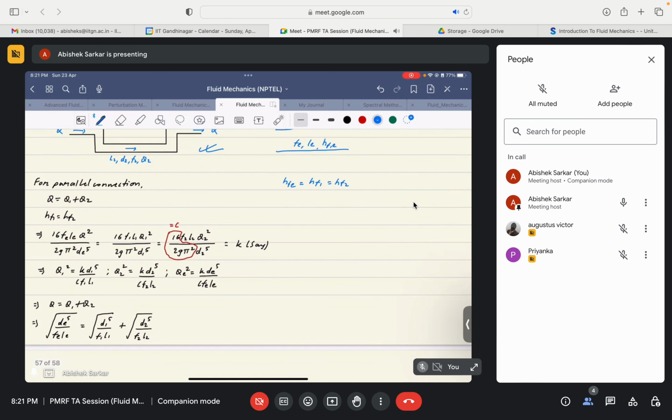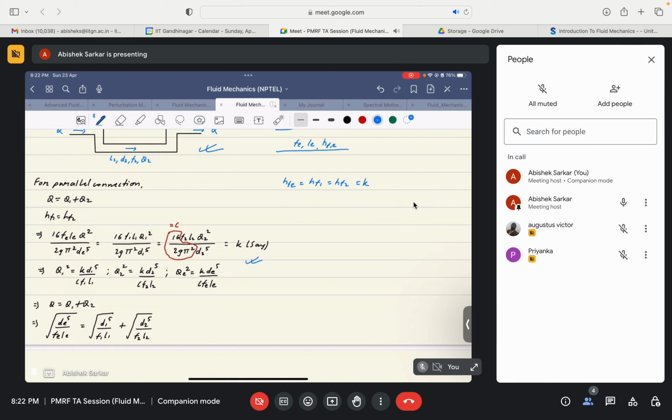That is similar to the expression for HF that we wrote in our previous analysis for pipes in series. Similar expression: 16 Fe Le Q square by 2g pi square d to the power 5. Okay, we just equate these. See, these are equal signs, these are not added. If we consider the 16 by 2g pi square term as a constant, say constant C, and we consider HFE equal to HF1 equal to HF2 as another constant, say k. Okay, that I have written here.